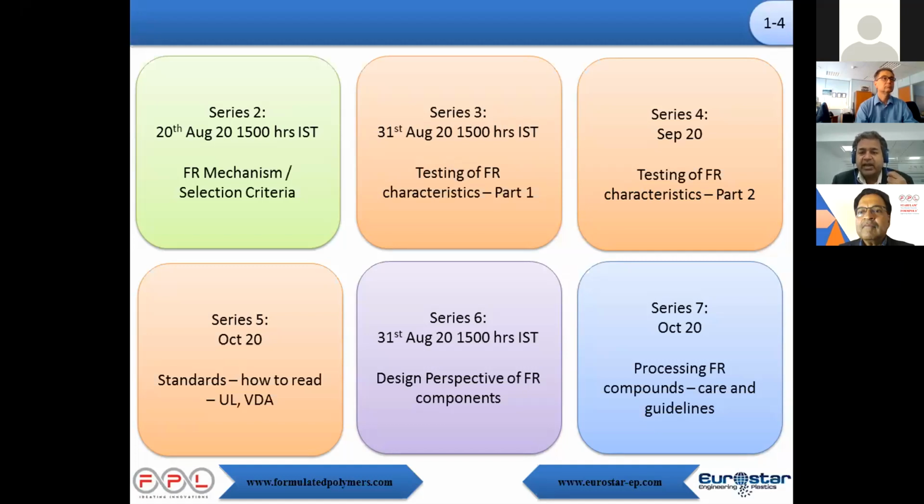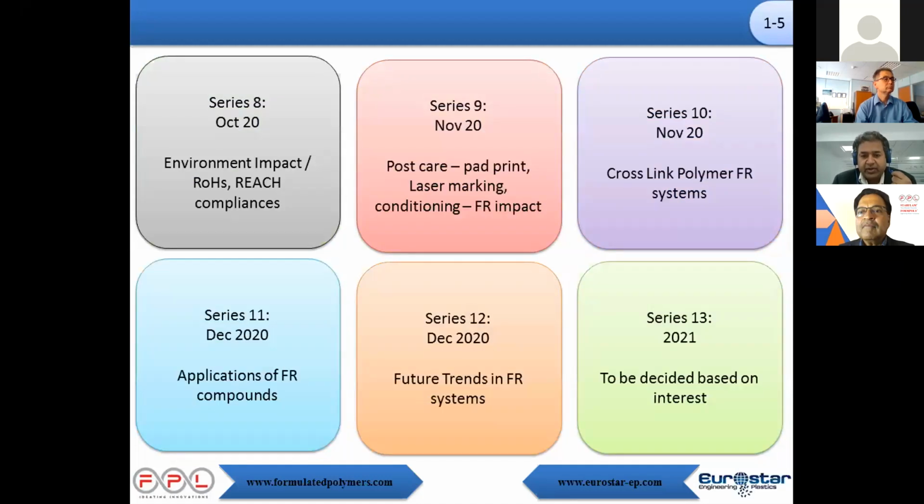So this is the plan we have for the other series. Series 2 is scheduled on 20th August. Series 3 will be 31st August. And from there onwards, we are planning to have 2 each every month. And in series 13, which is in 2021, from there the presentations will be based on your interest. So we welcome everyone to contribute with your interest. Based on the interested topics, we will take the webinar topics forward.